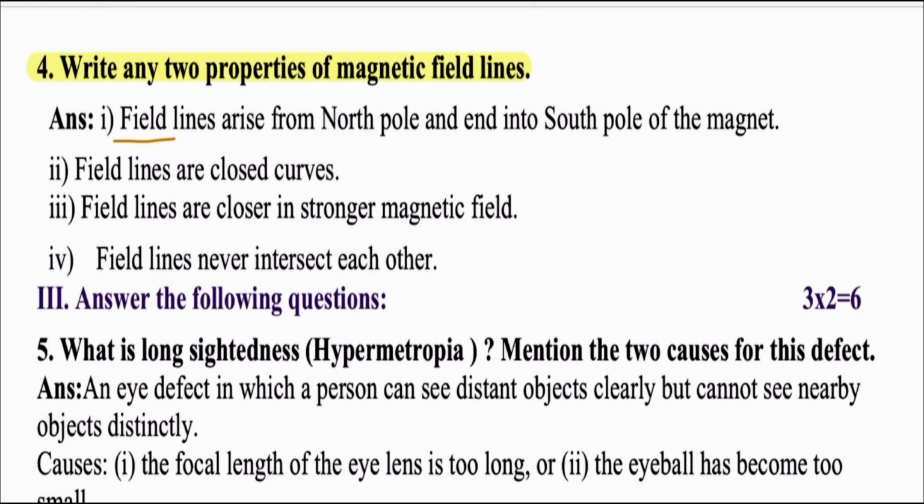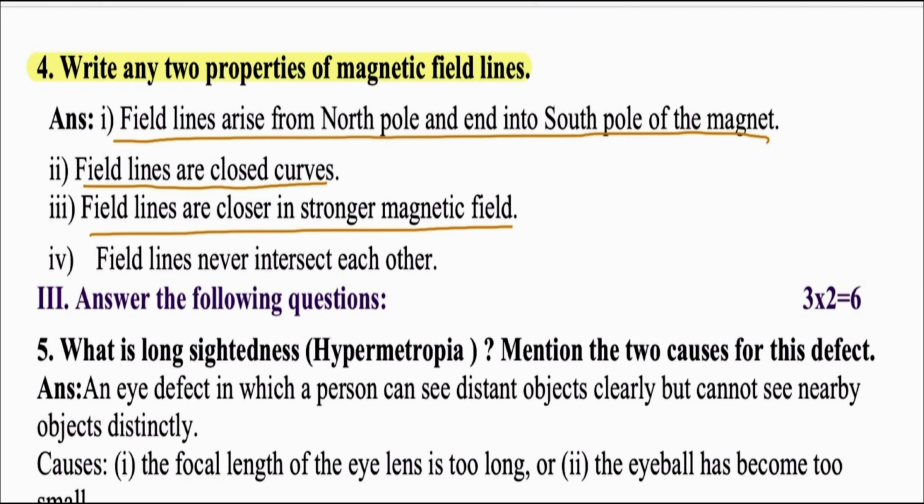Answer. Field lines arise from north pole and end into the south pole of the magnet. Field lines are closed curves. Field lines are closer in stronger magnetic field. Field lines never intersect each other. These are the properties. Let's go to next main.